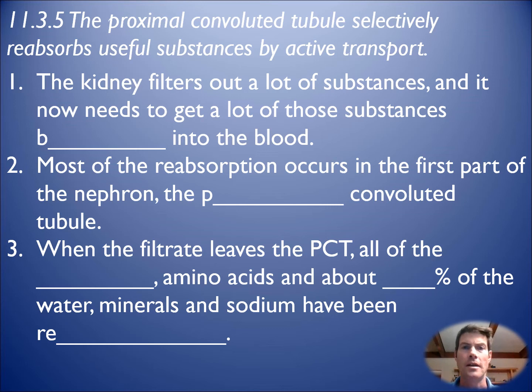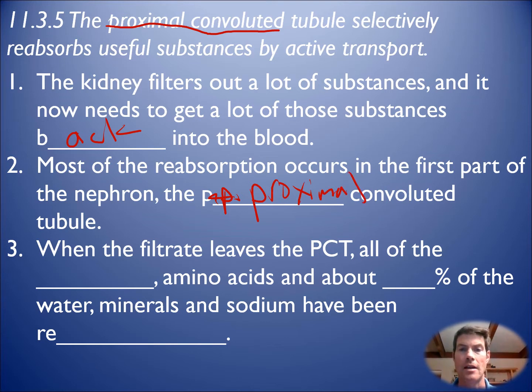Okay, so kidney, the proximal tubule is the first thing all that filtrate enters right after it enters that Bowman's capsule. And there's a lot of good stuff in there. Your body needs to start getting it back. So, you gotta get it back into the blood somehow. And most of this reabsorption occurs in the proximal convoluted tubule. And this is our abbreviation, thankfully.